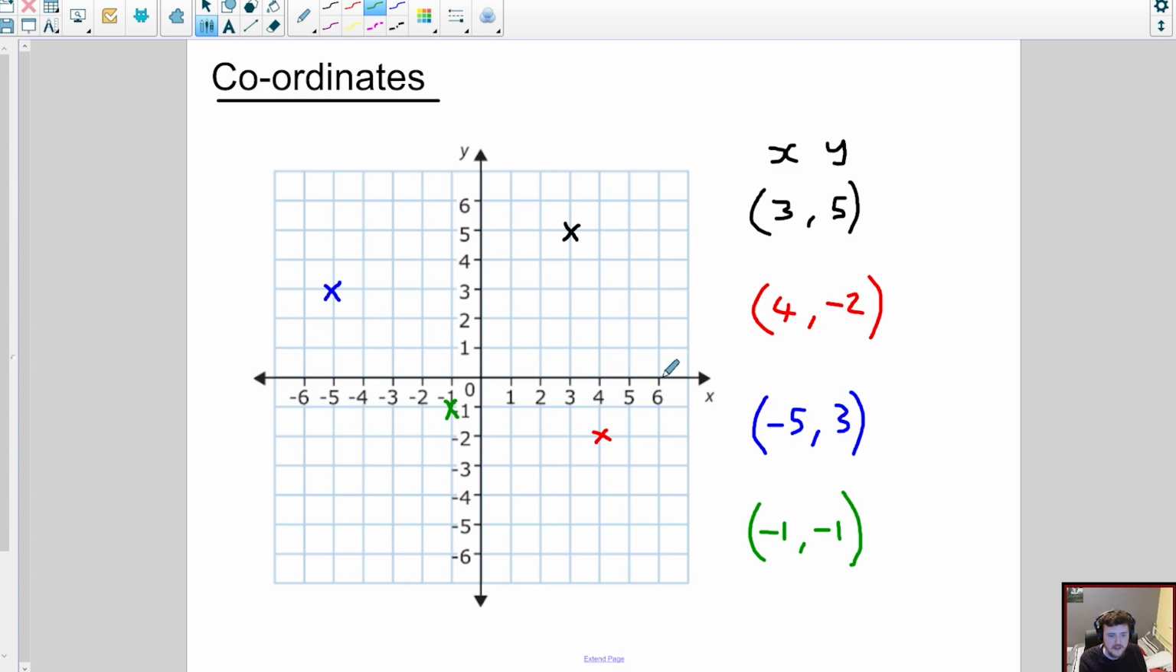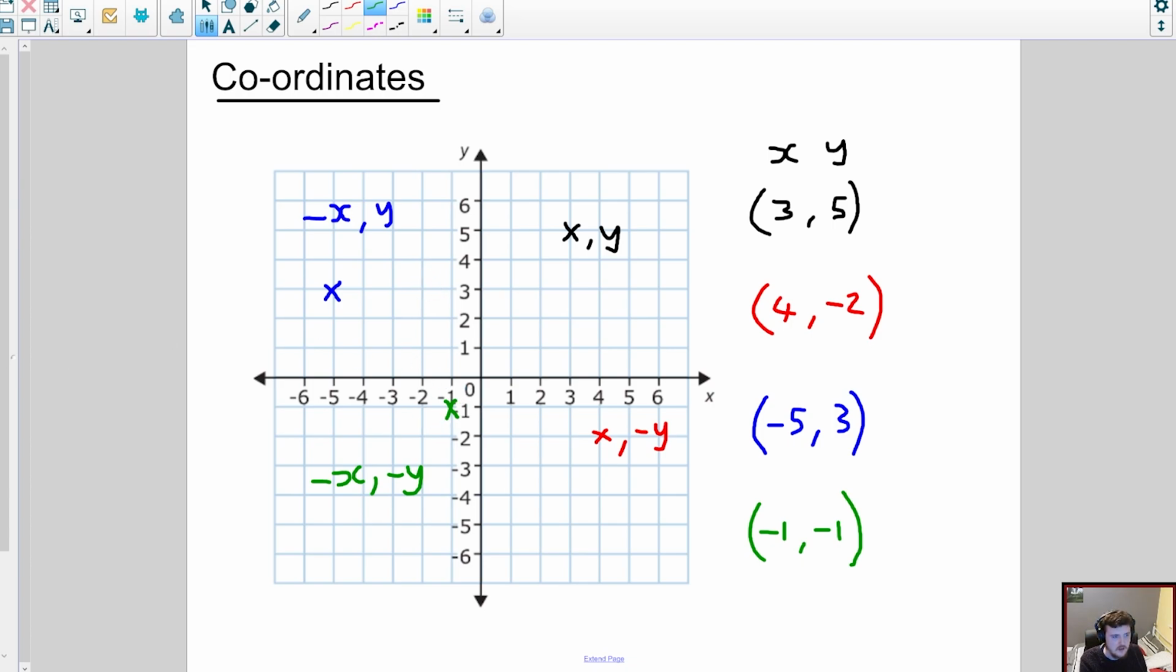So this is positive x, positive y. This is positive x, negative y. This is negative x, negative y. And this is negative x, positive y. So if I write them out for you, this is x and y. This is x and negative y. And this is going to be negative x and negative y. These are the 4 quadrants.